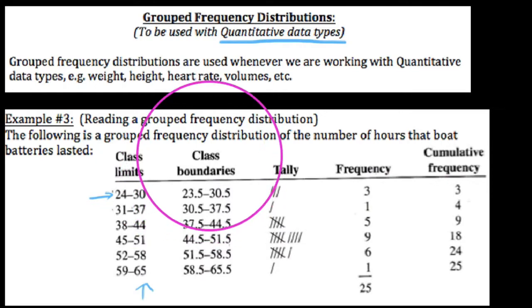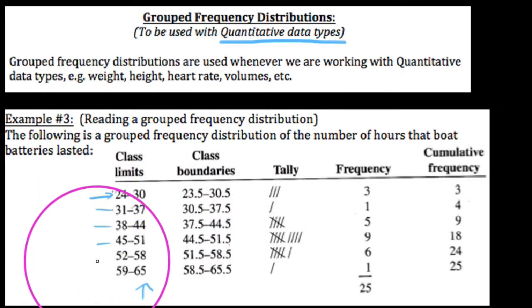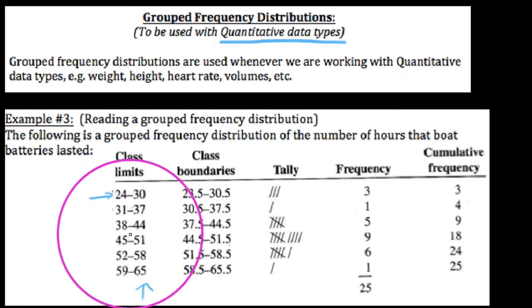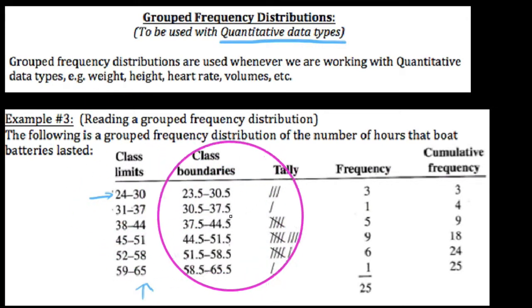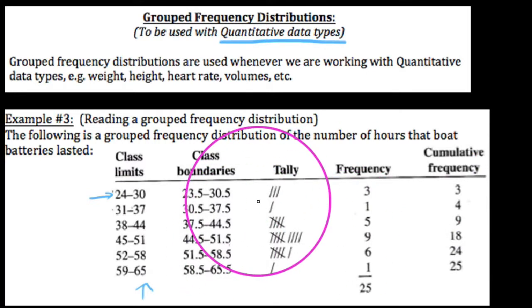So you notice we have class limits, class boundaries, and this has 1, 2, 3, 4, 5, 6 classes. We're going to start by talking about a few things, comparing class limits, class boundaries, what we see here with the tally and frequency, and then cumulative frequency. But let's go ahead and start with this.